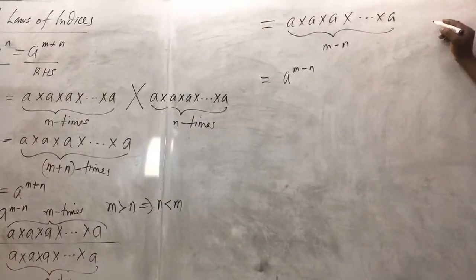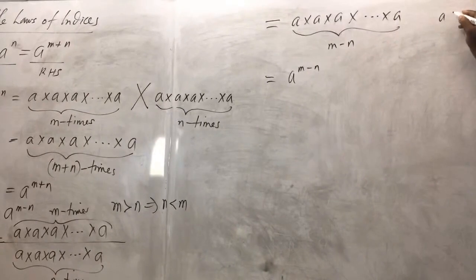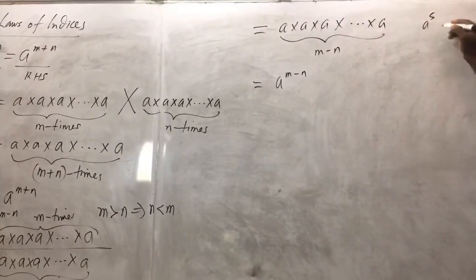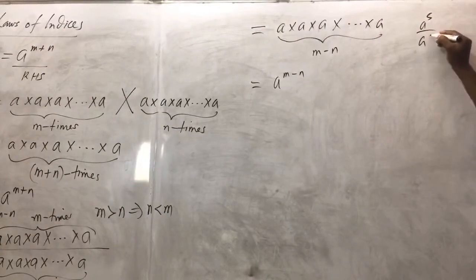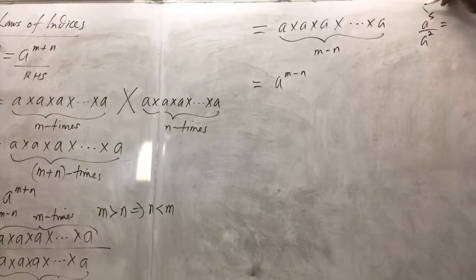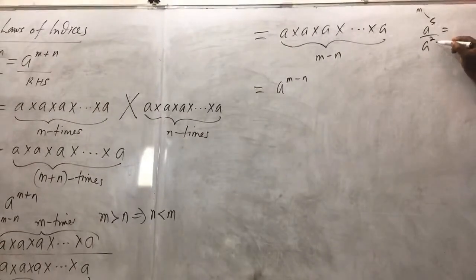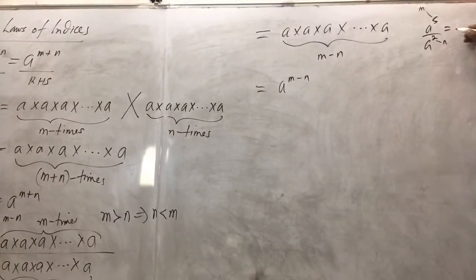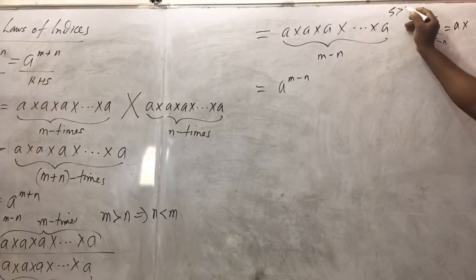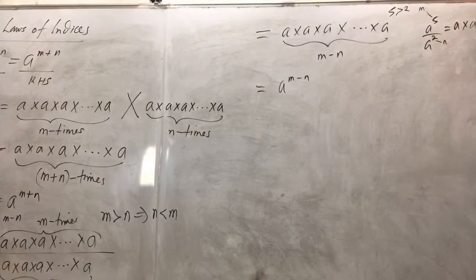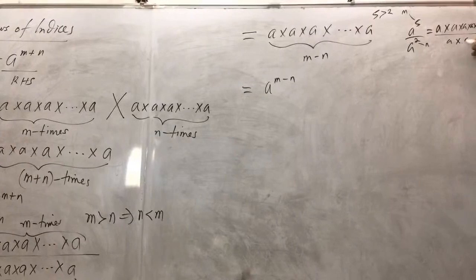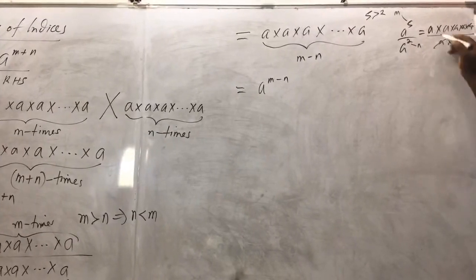Let me give you an example of this. This is what I mean. Let's assume that you have a raised to the power 5 divided by a raised to the power 2. In this case, your m is 5 and your n is 2. Notice that provided 5, your m, is greater than 2, your n, then a times a times a times a, the 5 a's above, will have 2 a's cancelled out by the 2 a's below.